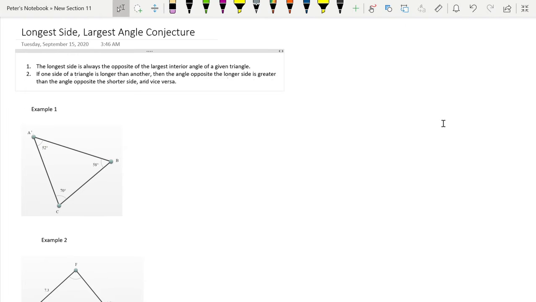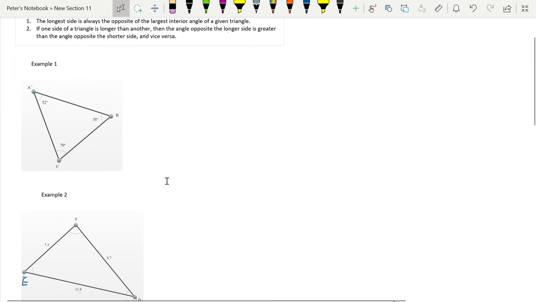And you'll see from the example in a second. The second thing we can say from this first statement is that if one side of a triangle is longer than another, then the angle opposite the longer side is greater than the angle opposite the shorter side, and also vice versa. Okay, so let's go over two examples. They'll show us what's going on.